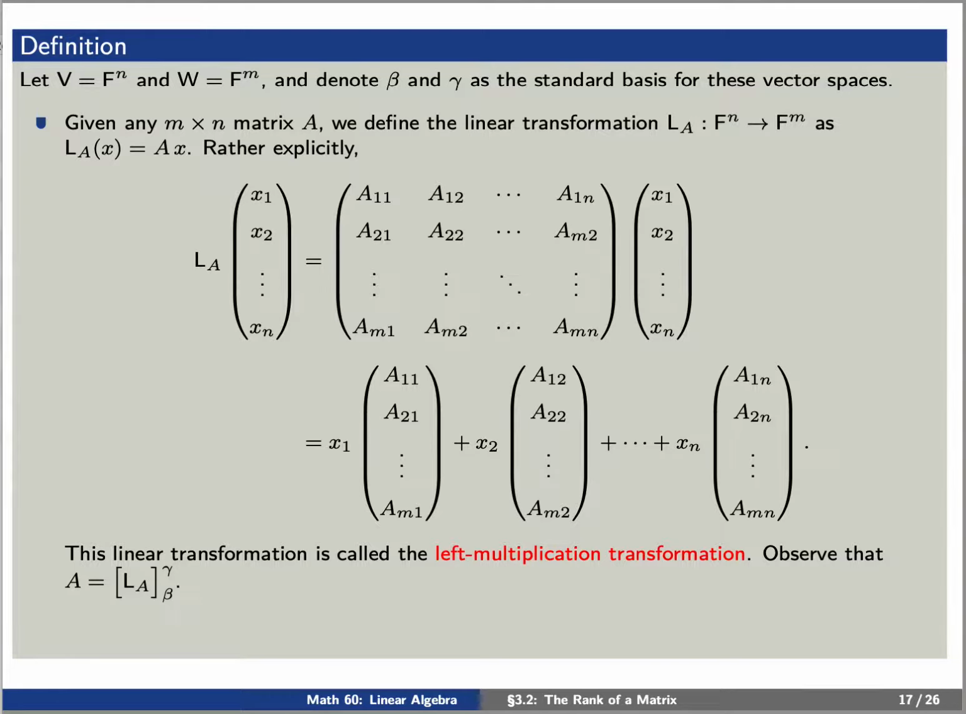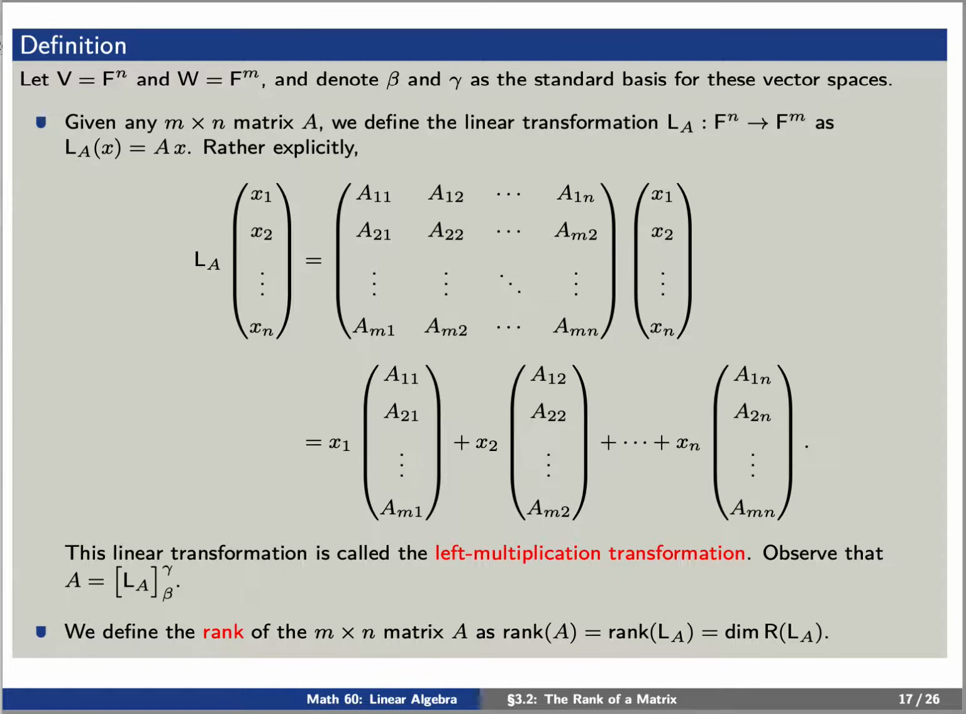Observe that if we have this linear transformation and consider the matrix representation with respect to these standard bases, then we just recover our matrix A. We'll define the rank of an m by n matrix A as the rank of this linear transformation. Remember that that means it's the dimension of the range of this linear transformation.